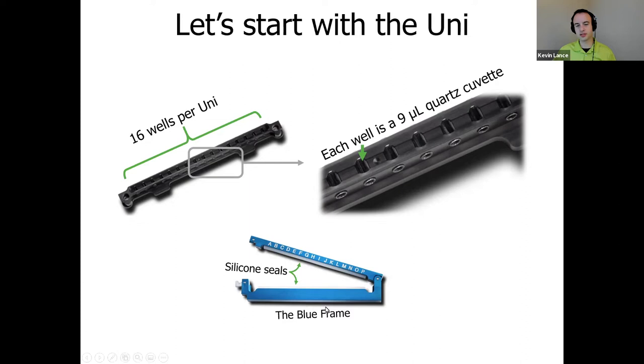Because the Uni is so truly unique and well-engineered, it's kind of the secret to the throughput and the small sample size that Uncle needs when running these experiments.